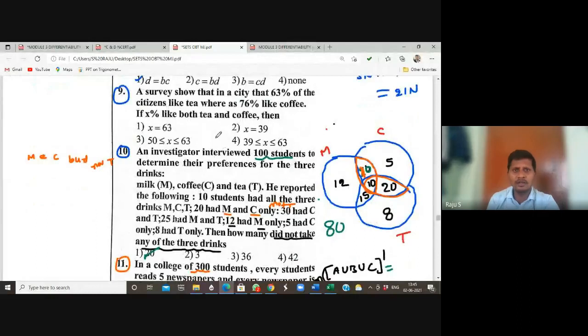What are the questions we have done? Okay, ninth one. Ninth one, tell me this. This is again easy. A survey shows that in a city, 63% of the citizens like tea, whereas 76% like coffee. X likes both tea and coffee. Then the X should lie between what? How can you find this?